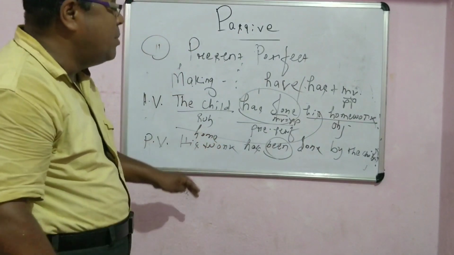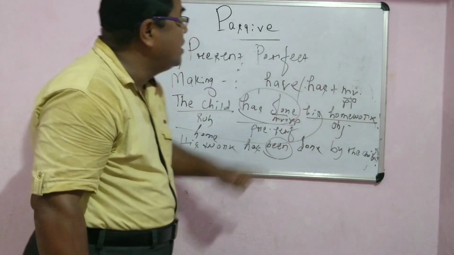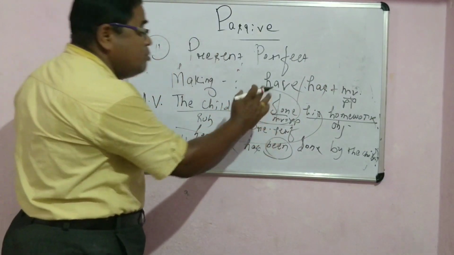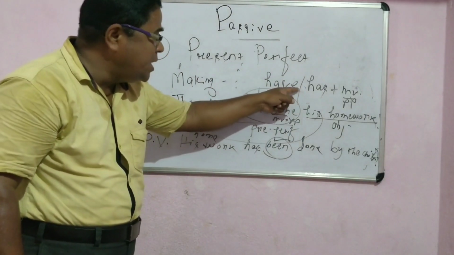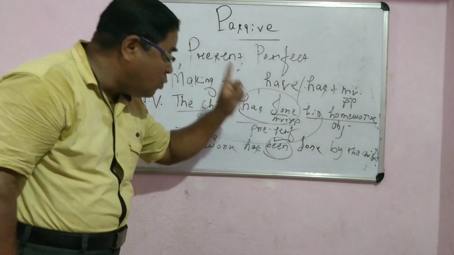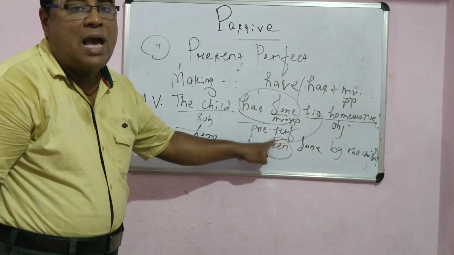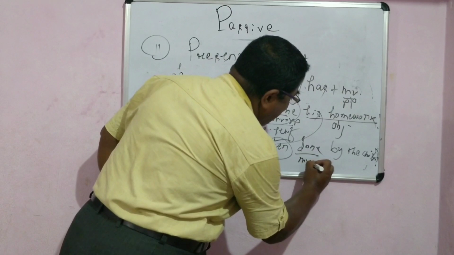That means you just remember, if the sentence is in present perfect, has plus PP, in the passive you have to add simply been. For has plus PP in the present perfect active, for the passive, you have to only add been. Has been or have been plus PP. Been done is the main verb or PP as usual.